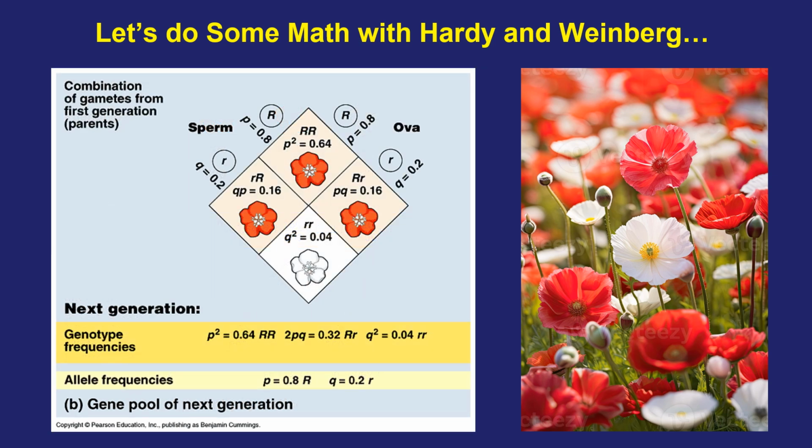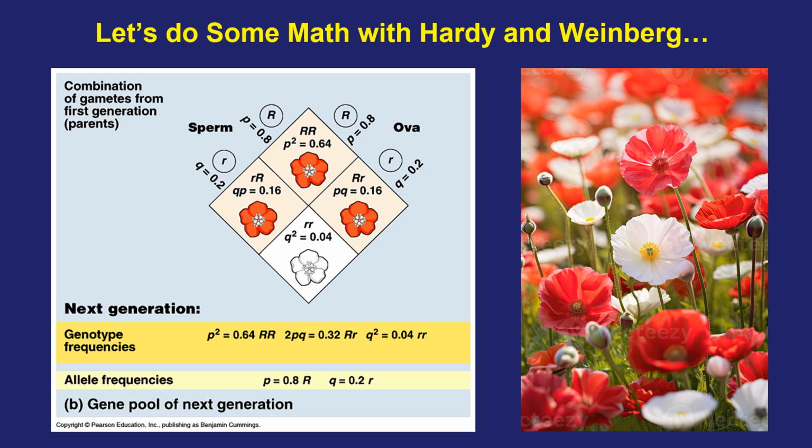This time, let's work backwards. Imagine that I know the allele frequencies for a population. So I know the frequency of alleles in the gene pool. I can use that information to figure out the genotypic frequencies and the phenotypic frequencies for that population.